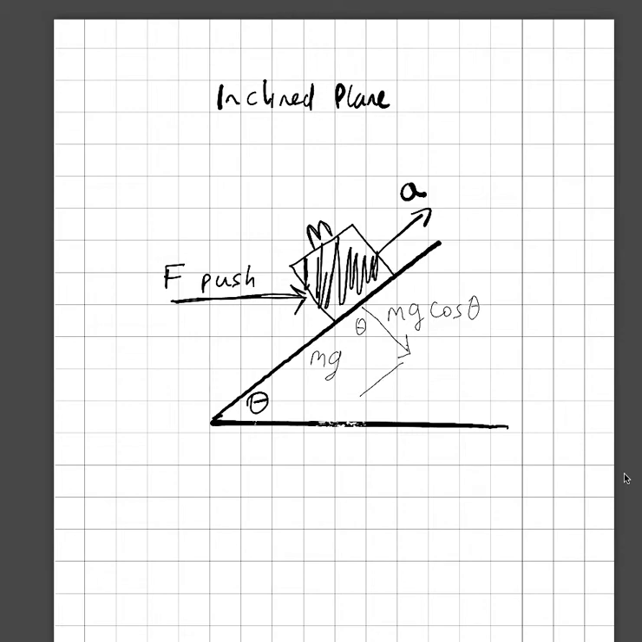And there's a force parallel to the plane, which wants to pull the object back down, and that's going to have a force of mg sine of theta, just from trig. There's a right triangle here.